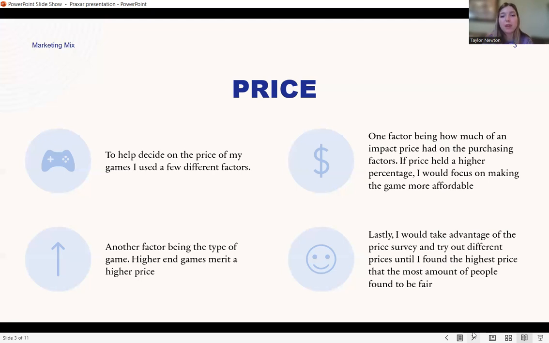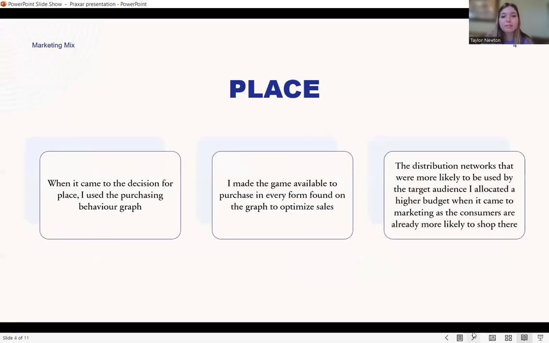as higher end games to me merit a higher price. Lastly, I would take advantage of the price survey and I would try out different prices until I found the highest price that the most amount of people found fair. This way, I'm taking advantage of how my customers value my game to attain the most amount of sales.